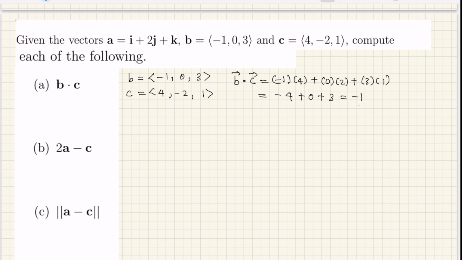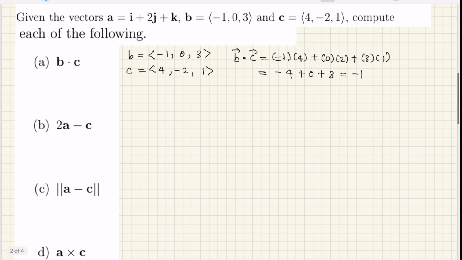So the dot product is a scalar operation. Another thing we can do here: we are asked to calculate 2 multiplied by a, so we scale a by 2, then we subtract, then we compute 2a minus c.